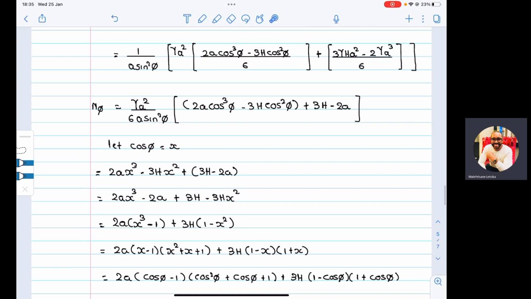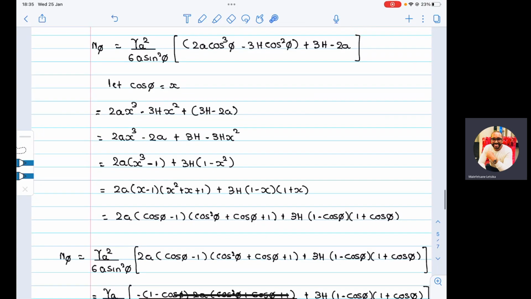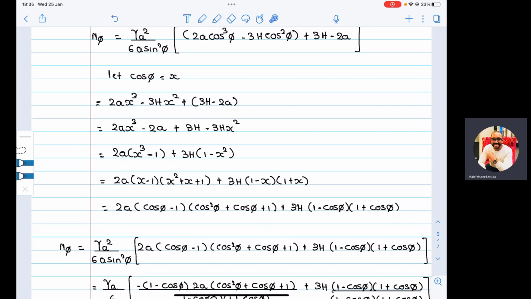And I've let cos phi be x. So if we let cos phi be x, I've taken this expression and rewritten it, but instead of writing cos phi, I just put x. So it's going to be 2ax cubed minus 3hx squared, and then plus your constant. Okay, and then I resolved it again. I've taken 2a and paired it with 2ax cubed, and 3h I've paired with minus 3hx squared, and from there I've taken out 2a as a common factor and 3h as a common factor, and this is what we have there.